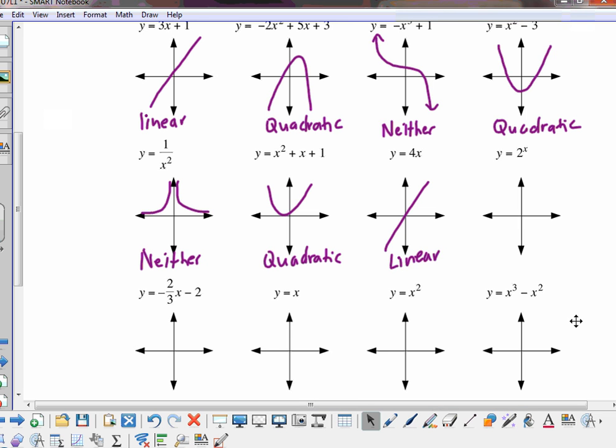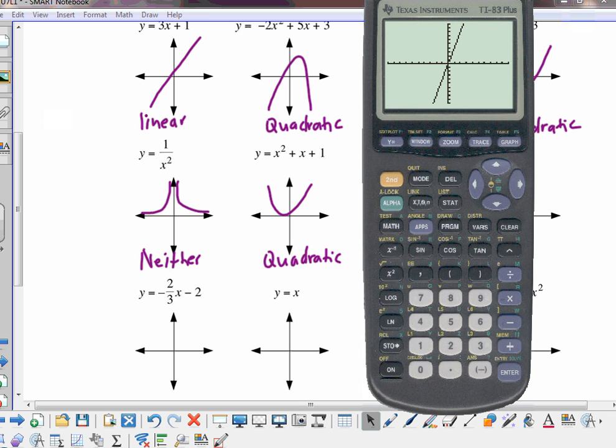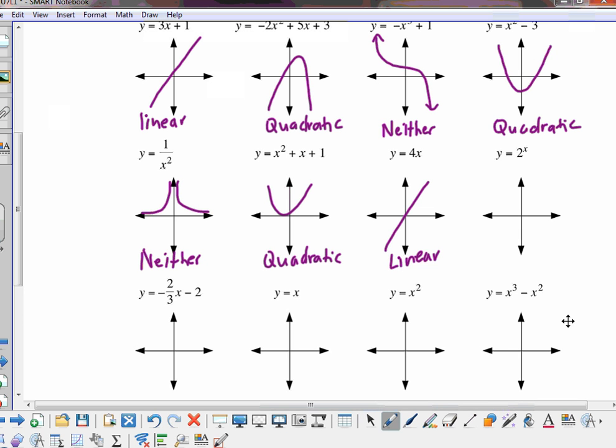Now, how do you type the next one in? Some of you are having issues. 2 to the power of x. Yeah, and then graph that. Nope. That looks like that. So it looks like that. So neither.